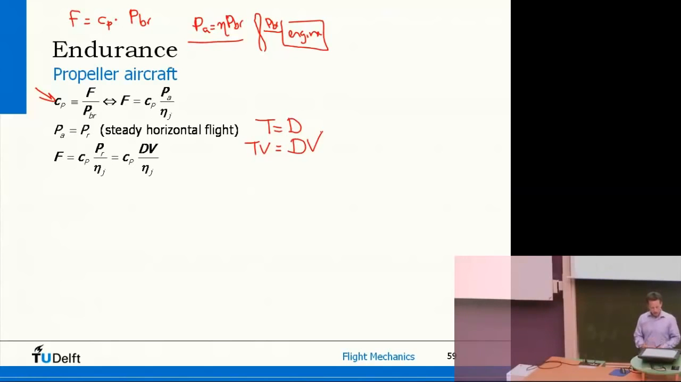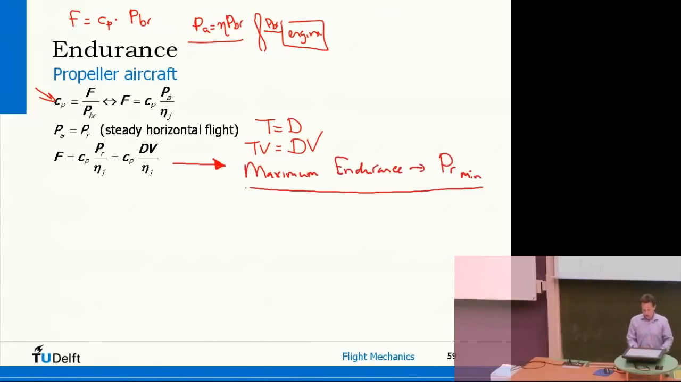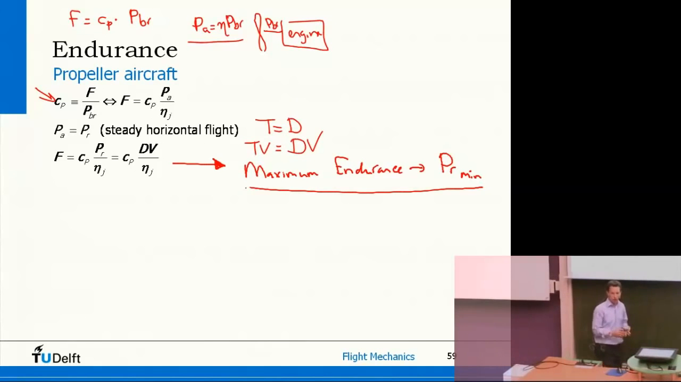So this means basically we want to minimize fuel flow in order to stay in the air for as long as you can. So if these factors Cp and the efficiency are more or less constant, then all this says is that maximum endurance will be obtained when power required is at its minimum. So this is all it says. This is more or less a solution to the problem, but of course you want to be able to calculate the airspeed at which you should fly then.